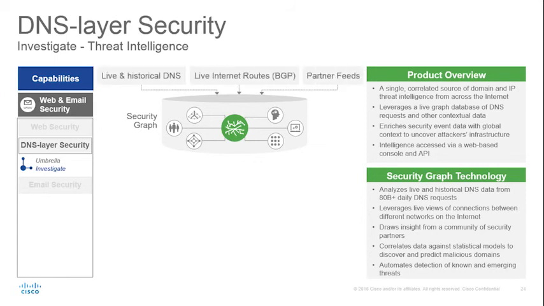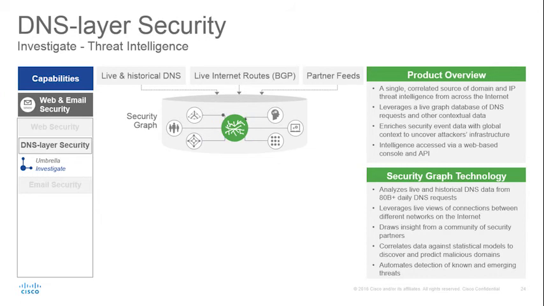Security Graph analyzes live and historical DNS data from 80 billion daily DNS requests, leverages live views of connections between different networks on the Internet from 500 BGP partners, and draws insight from over 200 security partners in order to validate research and focus analysis on certain areas. This diverse dataset reveals billions of combinations of domain names, origin, and destination IP addresses that we can use to find where attacks are staged and launched, how widespread the attack is, and can even predict future threats.